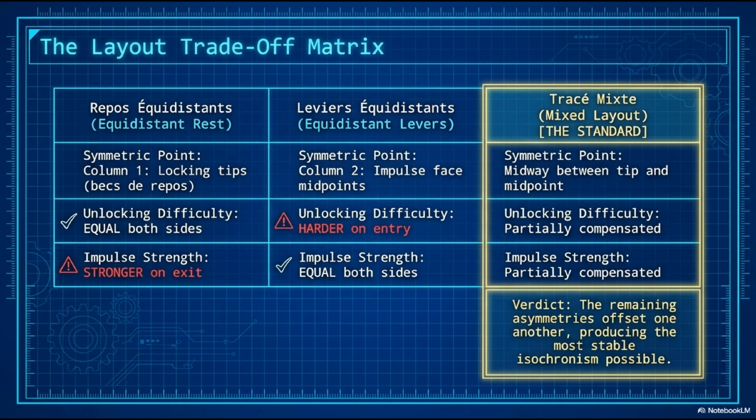Verdict: the remaining asymmetries offset one another, producing the most stable isochronism possible. This is the key insight. Neither asymmetry is eliminated, both still exist. But they're opposing asymmetries. The entry side is slightly harder to unlock, pulling the rate one way, and the exit side has slightly stronger impulse, pulling the rate the other way. These two residual errors partially cancel in the overall rate measurement. This cancellation is not perfect, but it's the best achievable with a fixed geometry pallet stone arrangement.